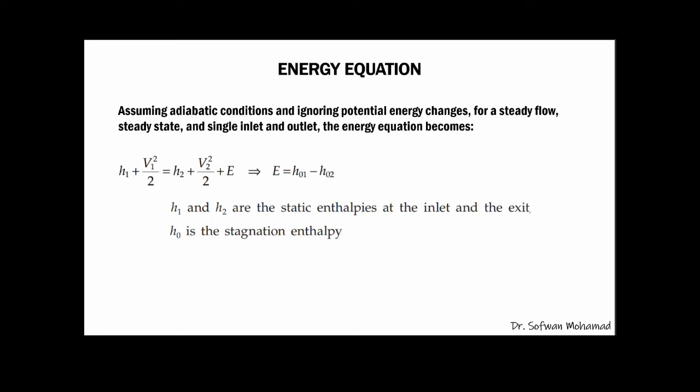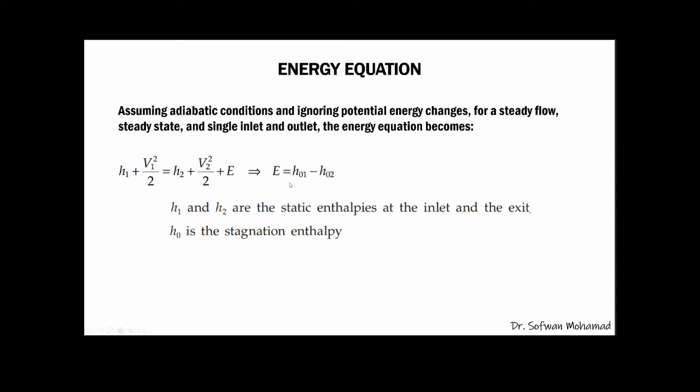So for steady state flow, with a single inlet and single outlet, the energy equation for reaction turbines is given by H1 plus V1 squared over 2 equals H2 plus V2 squared over 2 plus E. E is the enthalpy, which is given by the stagnation enthalpy.